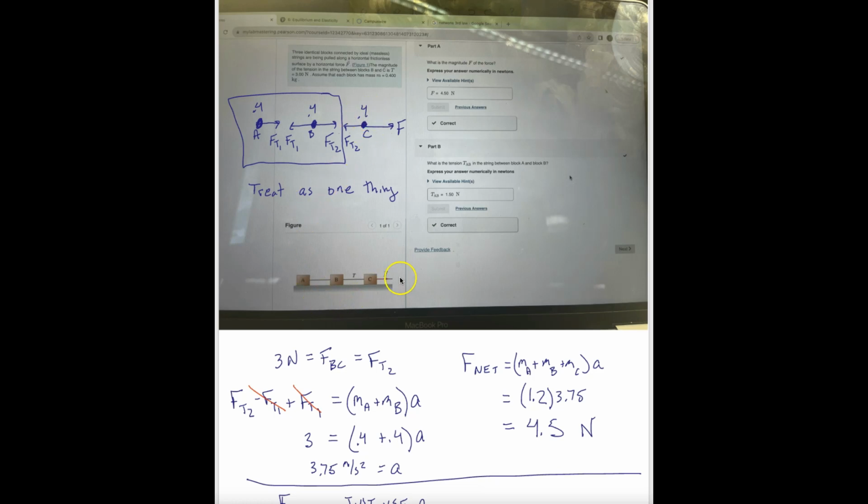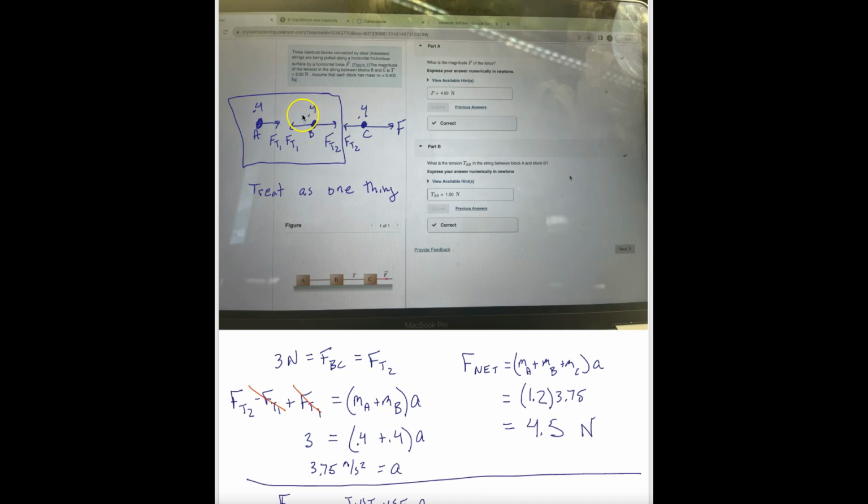So you do have all three of these blocks, and they're getting pulled by force F. The first thing that we want to find is the magnitude of the overall force. We do know the force between B and C, and that is 3 newtons.